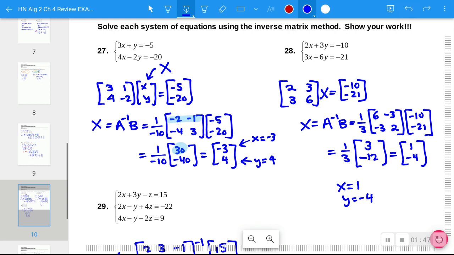Okay, once you're at that point, you have to divide by -10, and that gives you your final result, the matrix -3, 4. In this case, the little x value is -3, and the little y value is 4, and you can see that we called that x and y earlier.